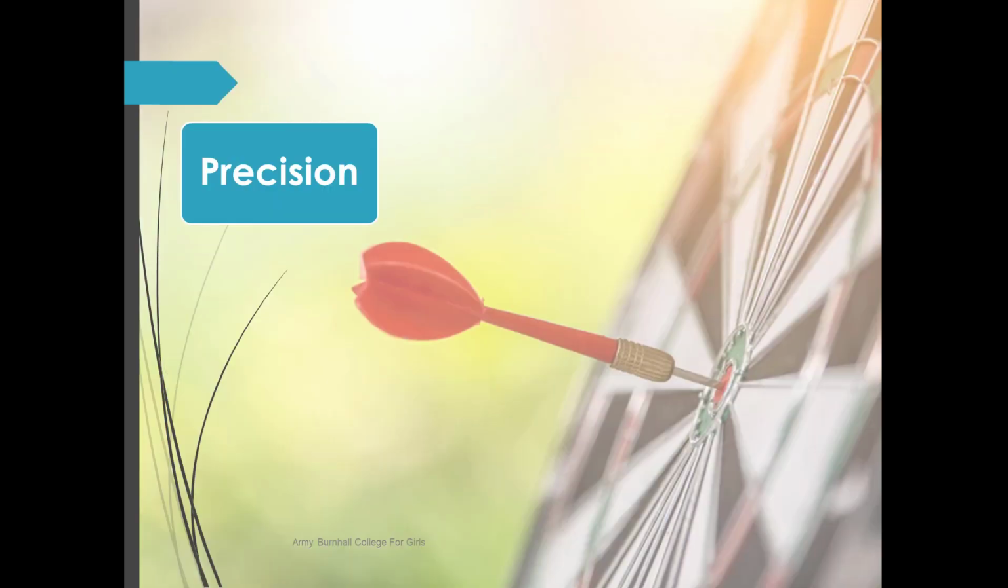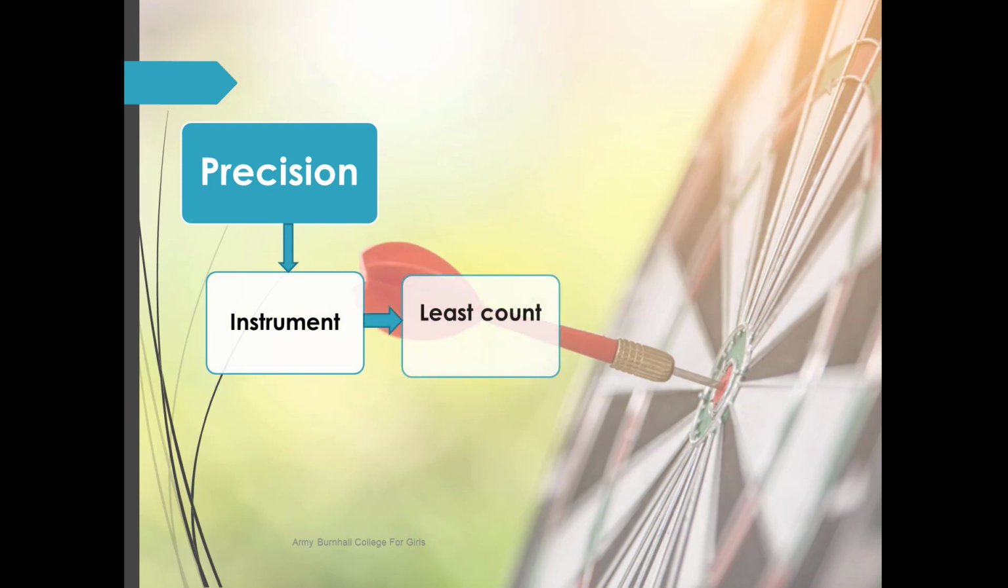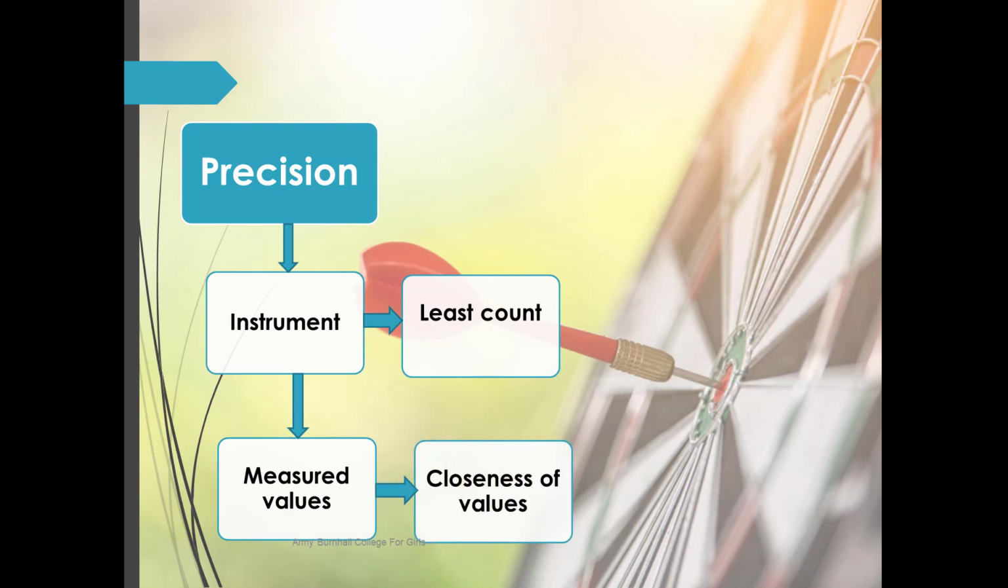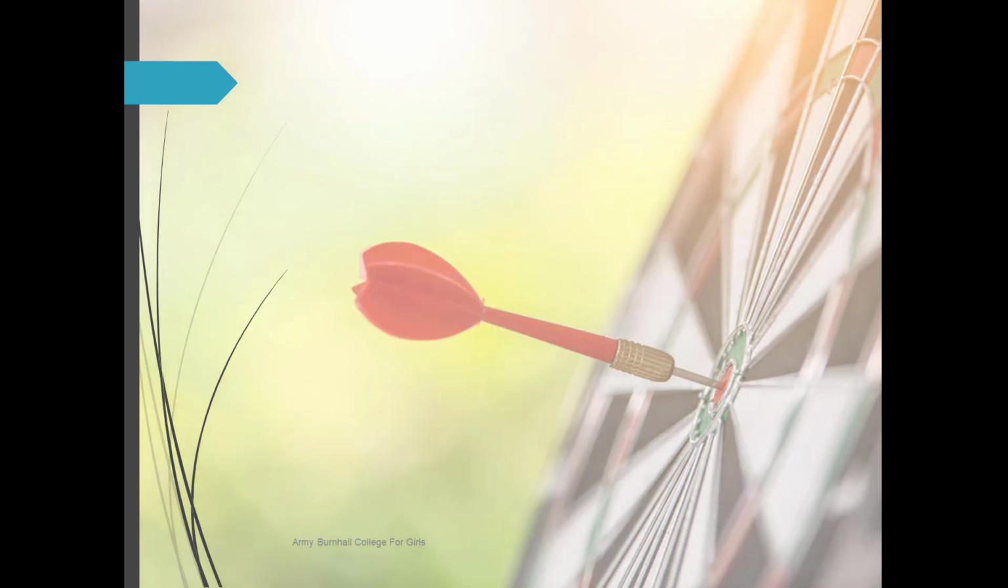Okay, so if we are going to summarize, what is precision? Precision is dependent upon the instrument, which is simply the least count of the instrument. Okay, and it is also dependent upon the measured value. How? Closeness of the values. The closer the values are, the more precise the value is. So precision is dependent upon the instrument as well as the measured value: least count and closeness of the values. So we can define precision in two ways: precision of the instrument and precision of the measured values.